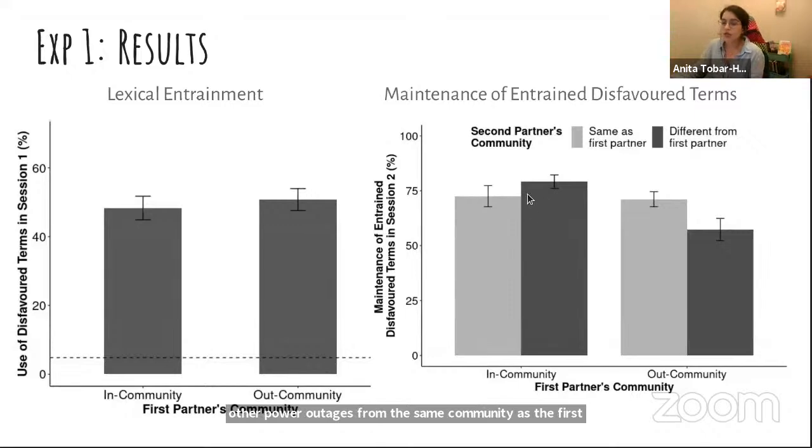However, when they entrained to an in-community partner in the first session, they were not more likely to generalize that word to another in-community partner versus an out-community partner.